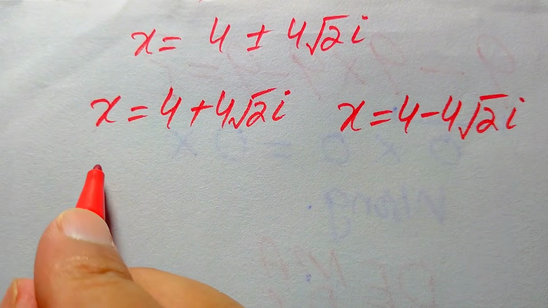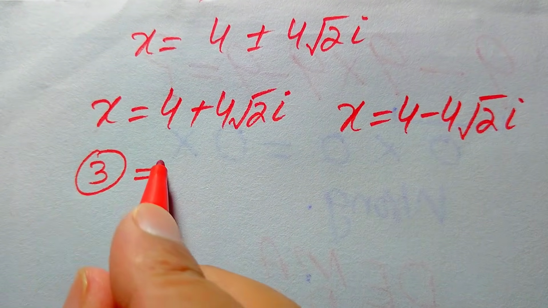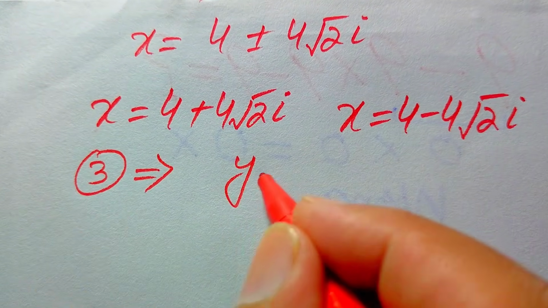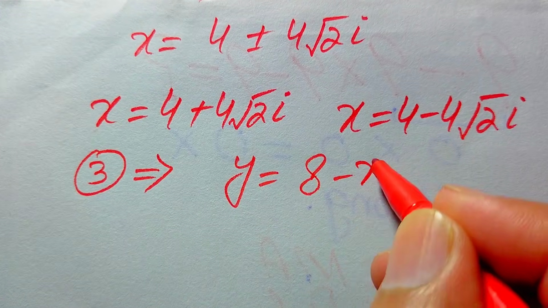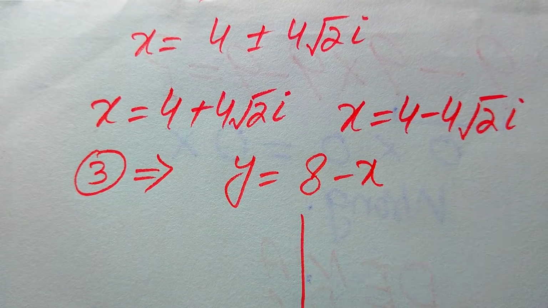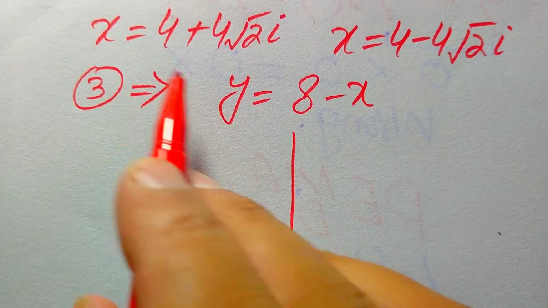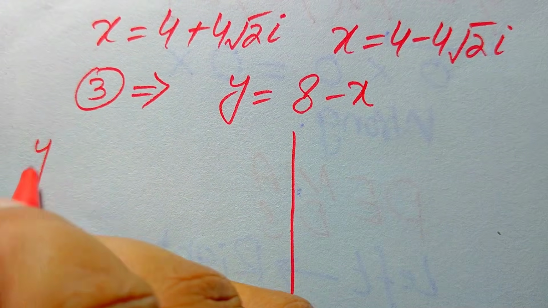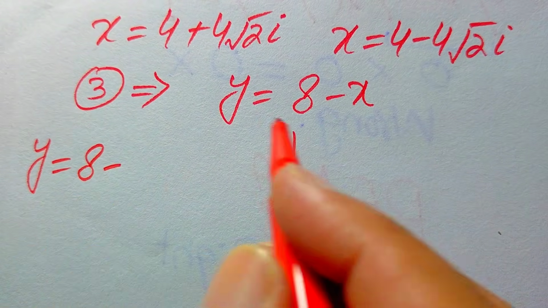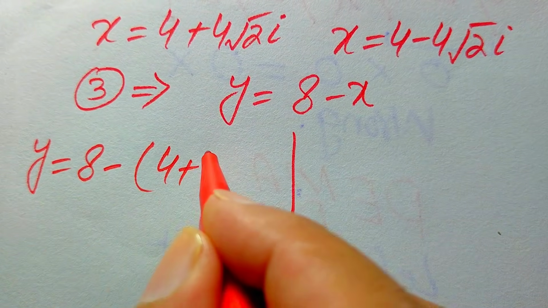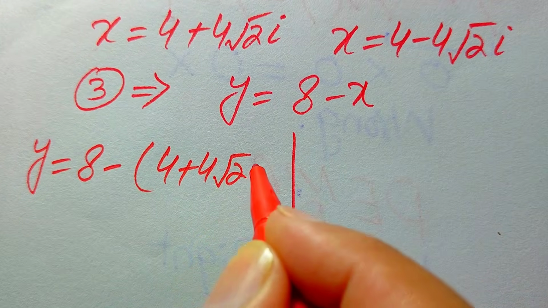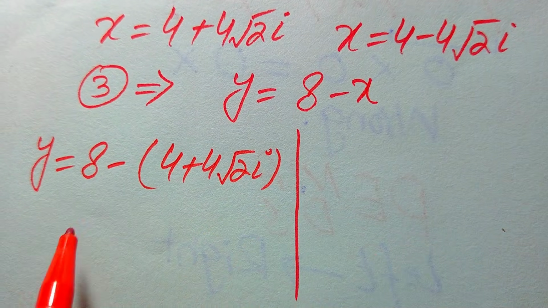And now we copy down equation number 3 here for the values of y. So we take y equals 8 minus x. So here when we put in this value of x, we get the value of y equals 8 minus x, and here our x is 4 plus 4 times square root of 2 times iota.